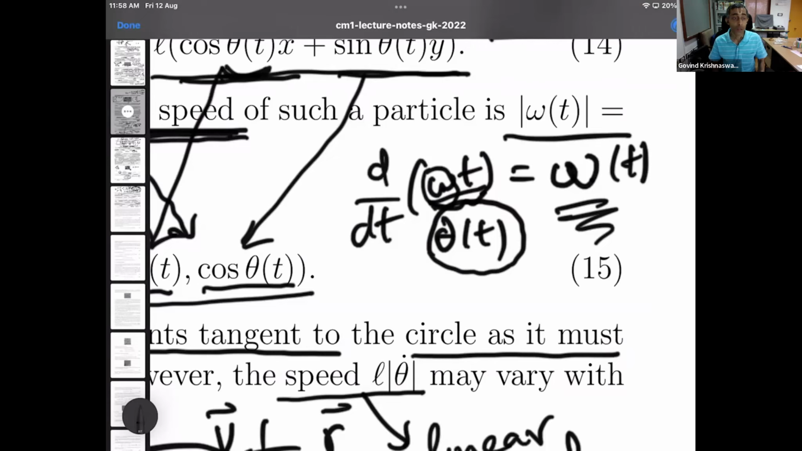I hope you are convinced. This is simply a definition, and I have tried to convince you why it's a good definition. The function omega of t reduces to the constant omega in the case of uniform circular motion, and that is why this definition is motivated.